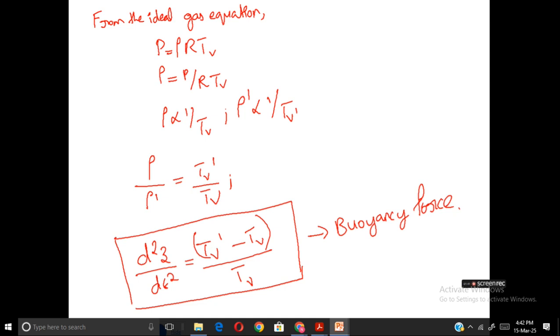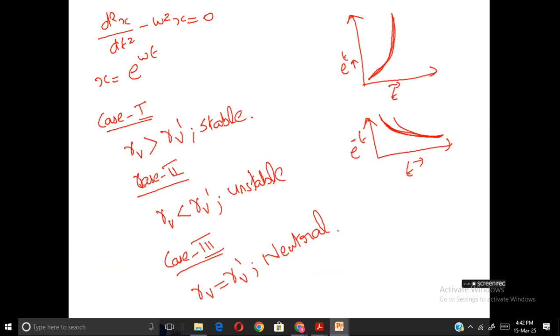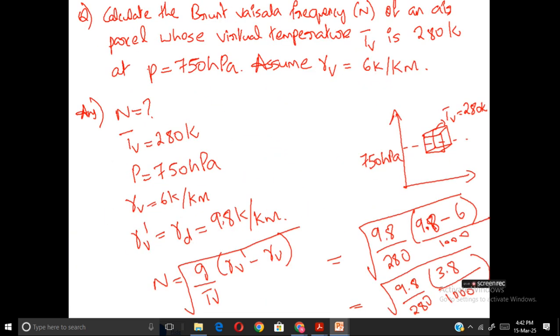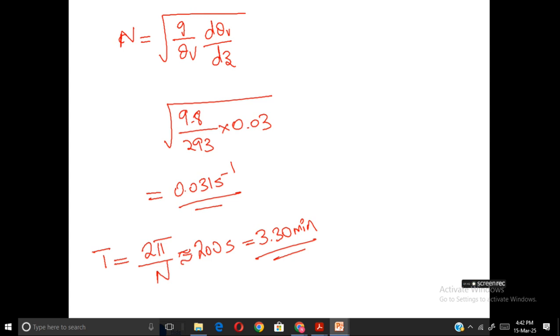So that is in terms of virtual temperature. And in terms of lapse rate, we already saw. And in terms of potential temperature also, we learned the equation. I think that is enough for today. We will wind up over here.